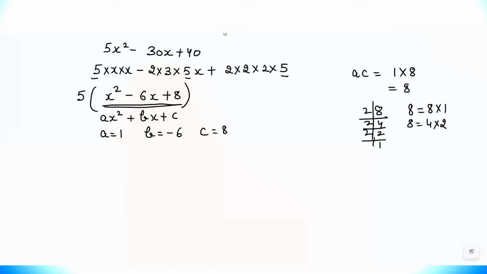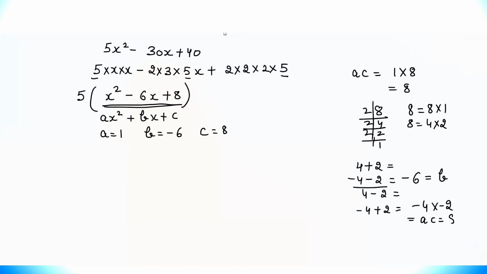Now, if I write 4 plus 2, then minus 4 minus 2, then 4 minus 2, then minus 4 plus 2. So if you see, this one will give me minus 6, which is equal to b. Now I have to check if I multiply minus 4 with minus 2, is it giving me ac? So yes, it is giving me 8.